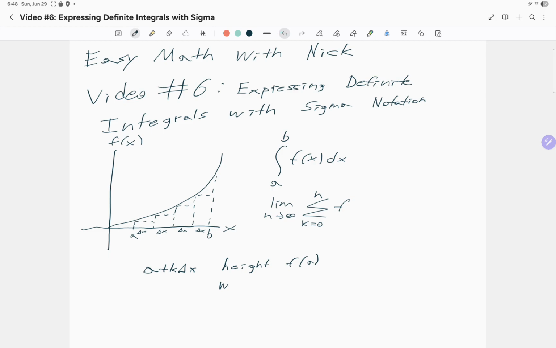Width. I cannot spell width. I spell width with an E. That's quite embarrassing. Width, delta x. So our first rectangle is going to get us an area f of a, delta x.